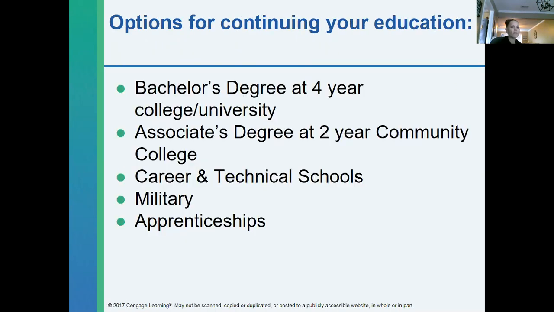We hopefully already know all of these. If you already know all of these, you don't have to necessarily write them down. You can get your bachelor's degree at a 4-year college or university. You can get your associate's degree at a 2-year community college. You can go to a career or technical skill school. You can go to the military, or you can get an apprenticeship. Apprenticeship is that on-the-job training.